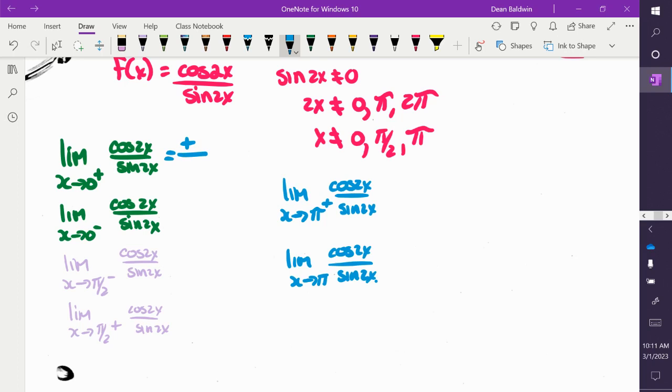Sine function from the positive side, we're going to 0. Is it positive or negative? Positive. You're coming like this, right? It's above the x-axis. Does that make sense? So it's positive. So the bottom is like the 0 positive. So where are we going to? Positive infinity.